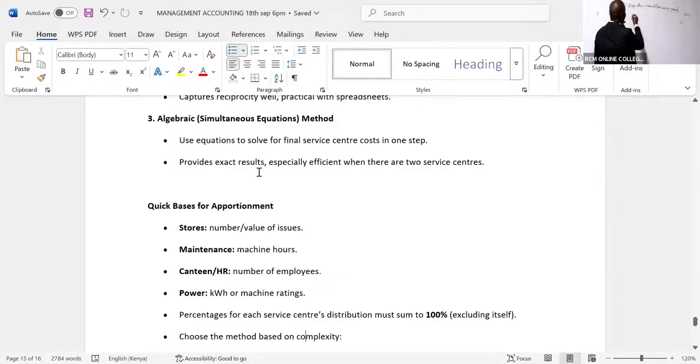So, quick basis for apportionment. These are really important for all those students who missed my class. So we start with the stores department, the stores department overhead cost. Quick basis for apportionment. When you get stores overhead cost, how will you redistribute that? It's very easy. You can use number or value of issues.